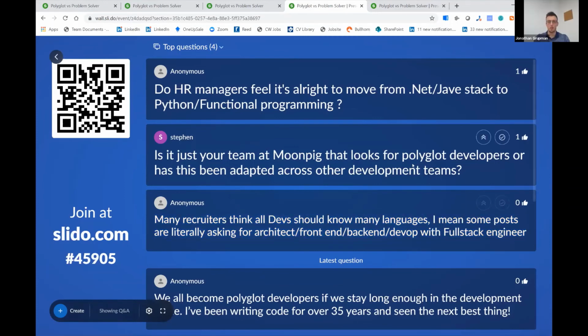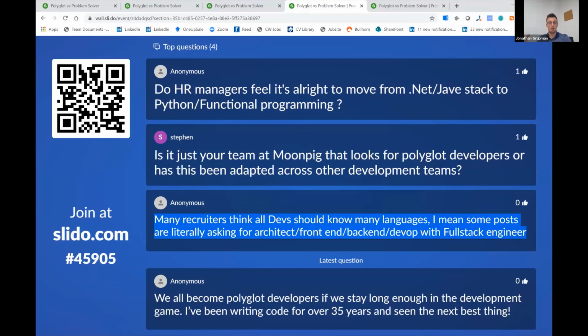No, so it sounds good. I guess just a couple more questions left. I hope we've all got plenty of time there. I'll cover this one actually because it's an interesting topic. Many recruiters think all devs should know many languages. You mentioned architecture, front end, back end within a full stack engineer role. I guess that also comes from the contact with the hiring manager, what they're actually looking for in these projects. You can have every kind of tech under the sun on a job spec, for example, but there's probably only key parts of it that you'd be using.